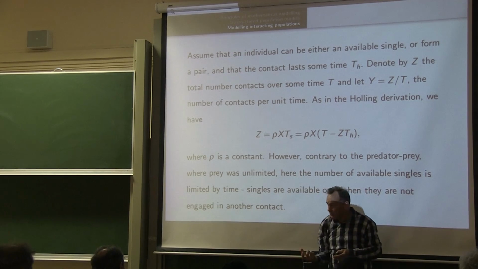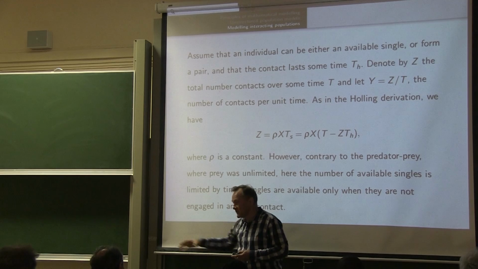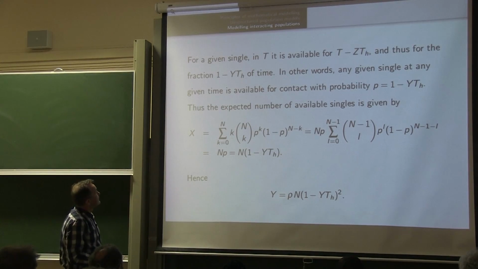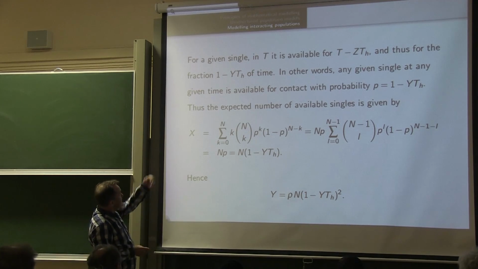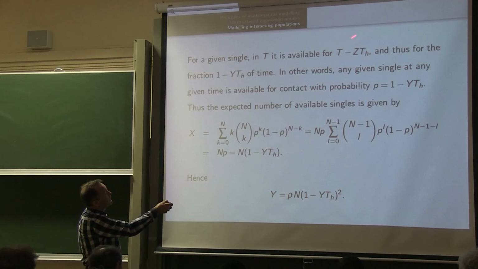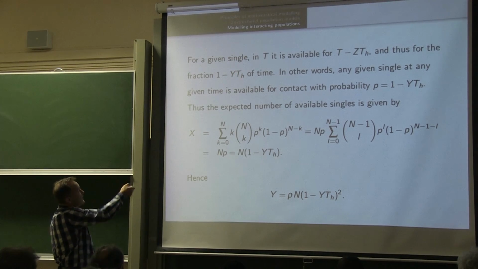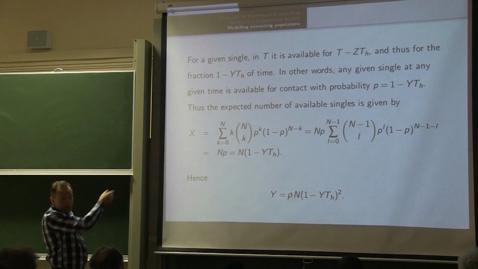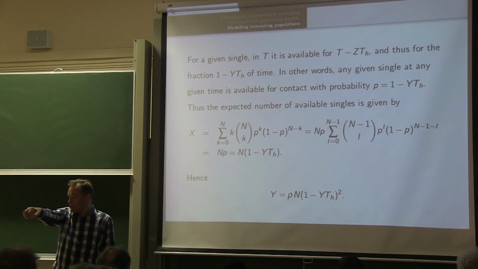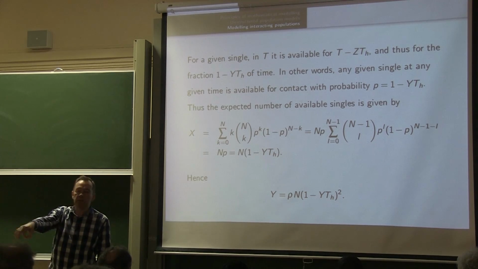So I have to recalculate the number of singles. Again, a single is when I am not engaged in contact. So it is essentially the same type of formula. And then, for a given single in time t, it is available for the time it is not in contact. So this is the typical time during which a single is available to make another contact, for a fraction 1 minus yth of the total time. This is the fraction of time the single is available for contact. In other words, it is the probability that if I pick a single in the total population, this single will be available for contact.